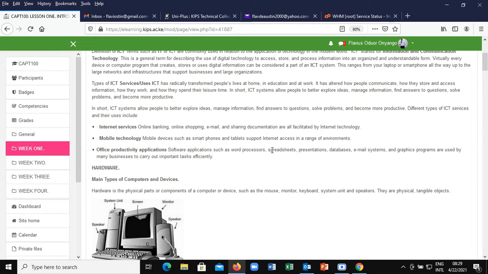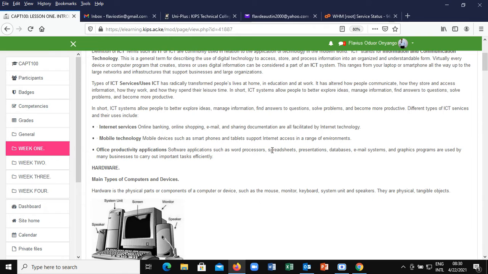You that are doing the online classes are aware that it is through the internet services that you get to access this. Without the internet, you would not be able to access your online classes. Under mobile technology, we are talking about mobile devices such as smartphones and tablets, which support internet access in a wide range of environments.